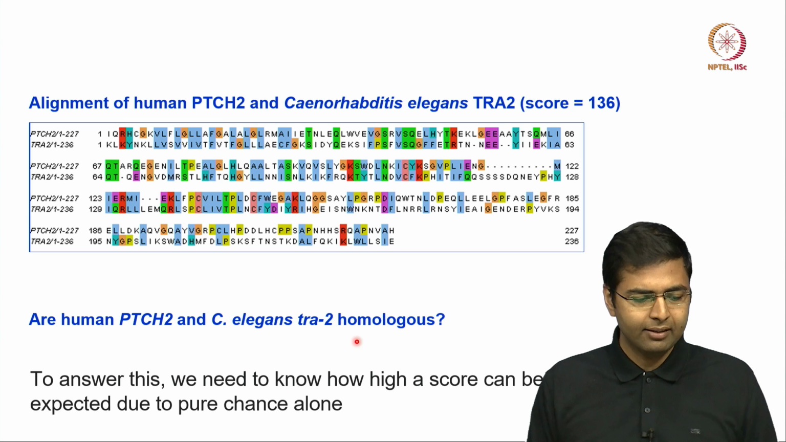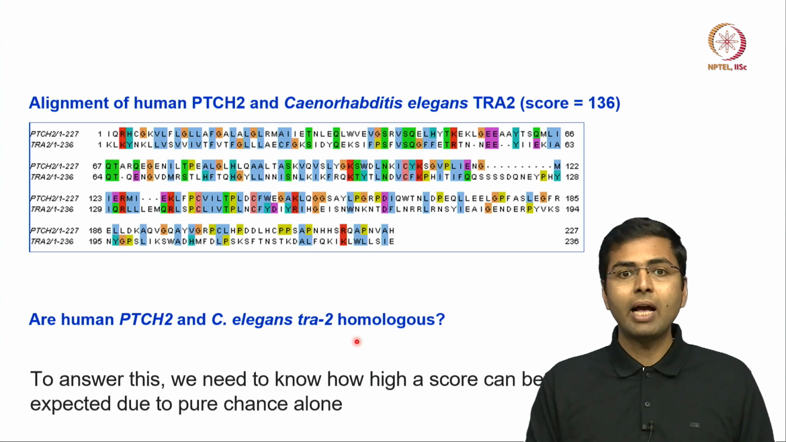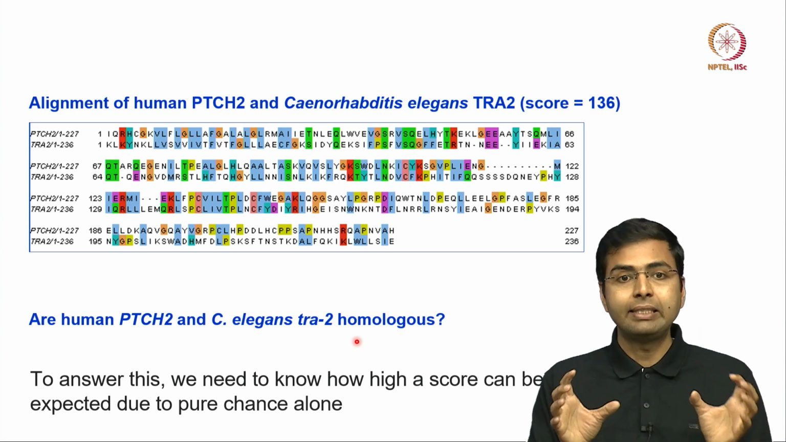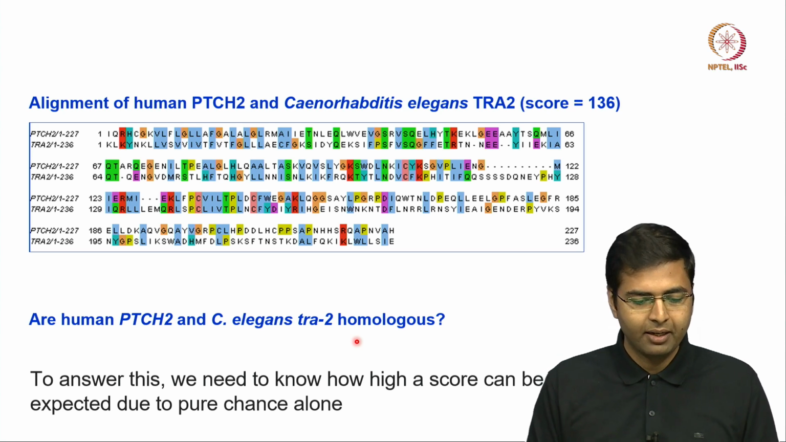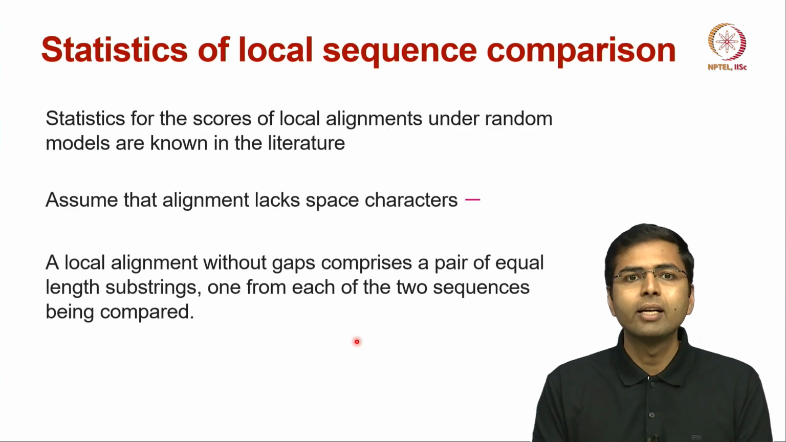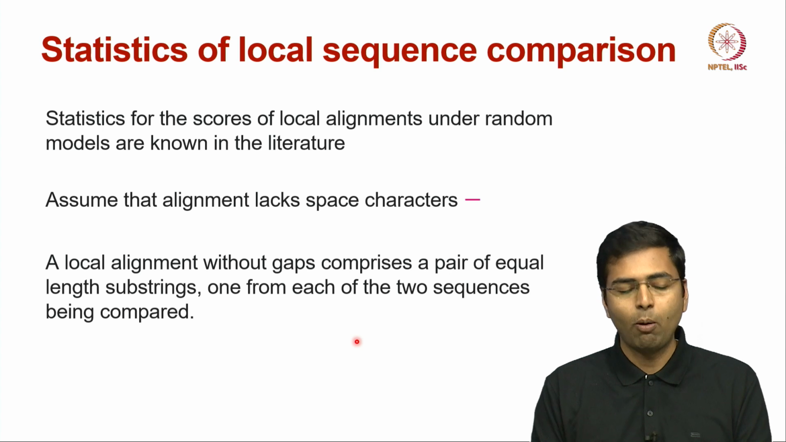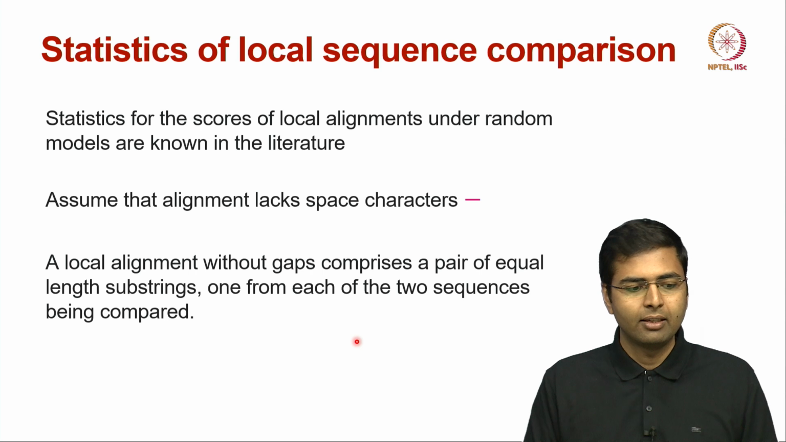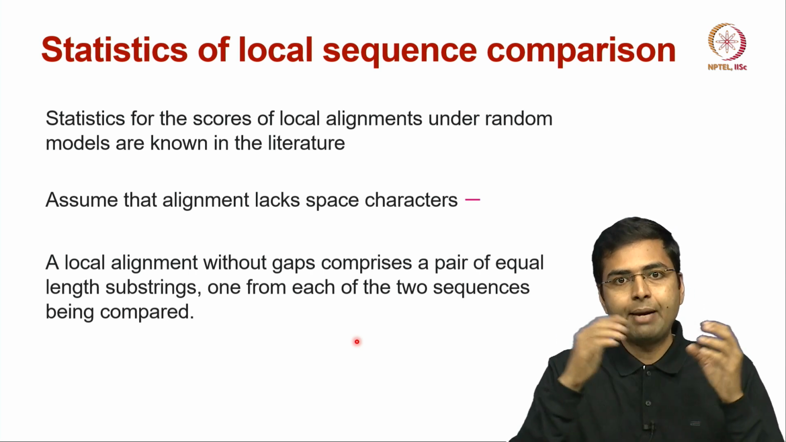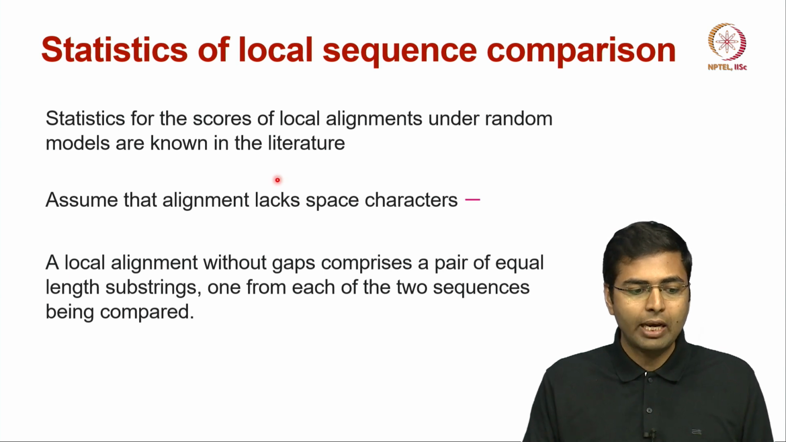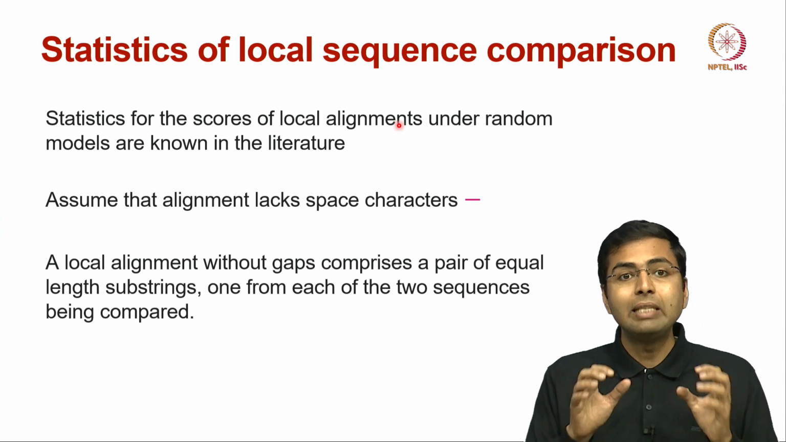Now, given this idea, to answer this we need to know how high a score can be achieved due to pure chance alone. It turns out that in the case of local alignment problems, there is a good amount of theory developed in the literature that has studied the distribution of alignment scores between random sequences. So, the statistics for the alignment scores of local alignments under random models are well studied.